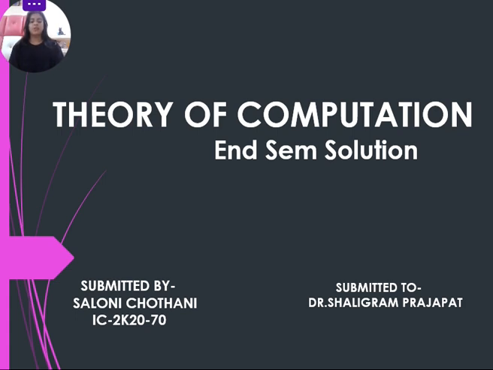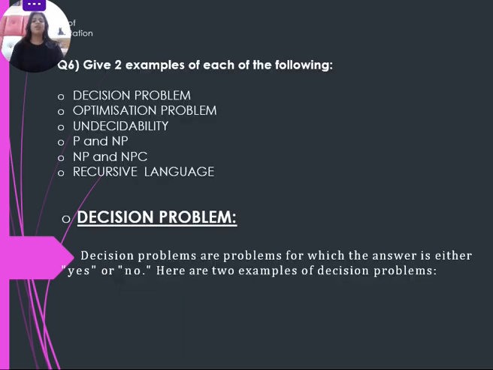In this video, we are going to solve question number 6 of the end-sem exam of theory of computation. So let's see what the question is. The question is, give two examples of each of the following. In this question, some problems are given and we have to give an example for each of them. The problems are: first, decision problem; another one is optimization problem; another one is undecidability; another one is P and NP; another one is NP and NPC; and another one is recursive language.